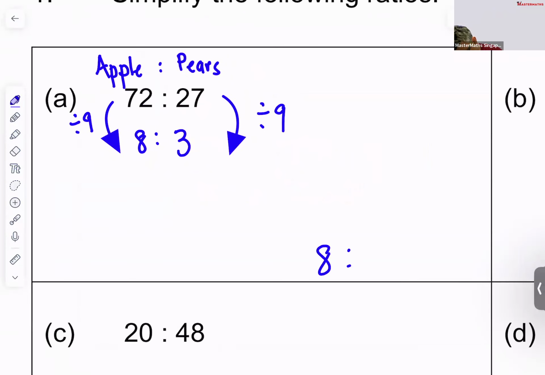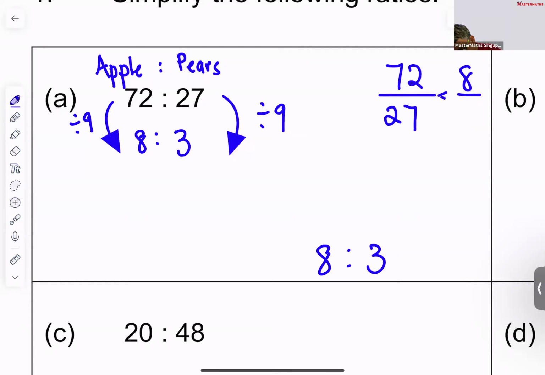8 is to 3. What does it remind you of? Anyone? Yes. Fraction is the same as ratio. So basically, you just turn it like this. Do you see that? Find the similarity. What have you been doing? Simplify this fraction, 8 over 3. 8 is to 3. You have done this. Now you're doing this. Is it complicated? Is it something really new?